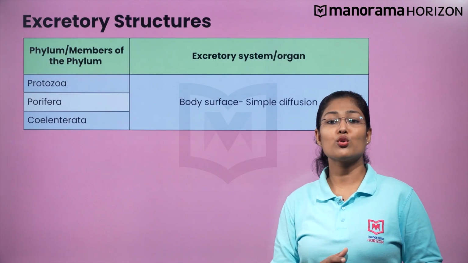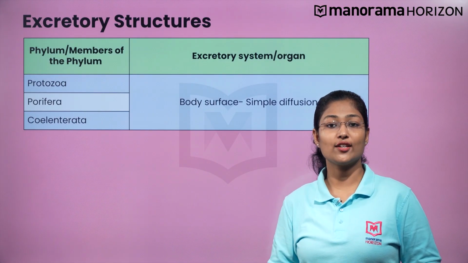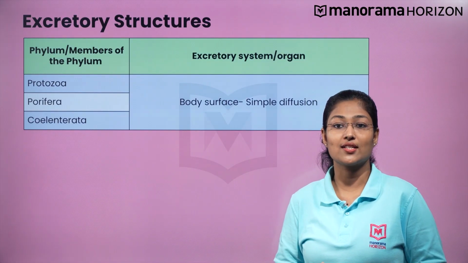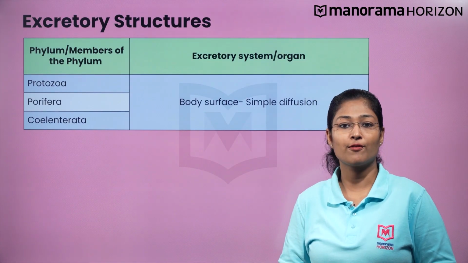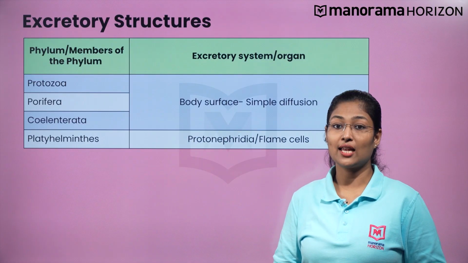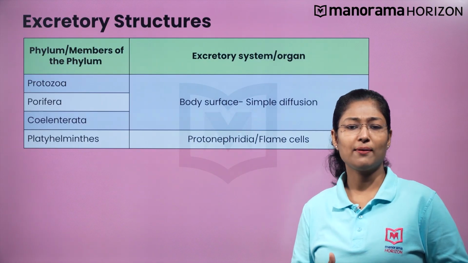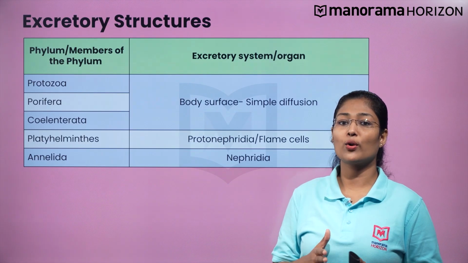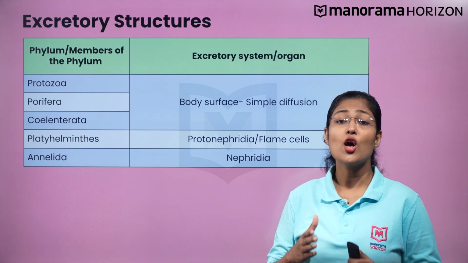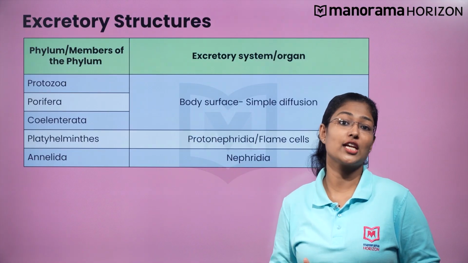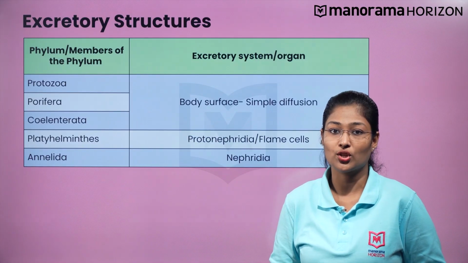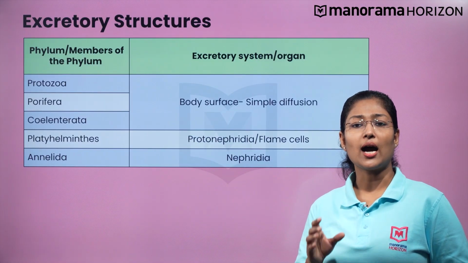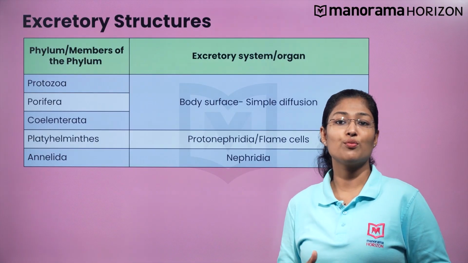In the case of protozoans, poriferans and coelenterates, they remove the waste materials through their body surface itself. The members of platyhelminths, that is flatworms, and planaria, rotifers and annelids, and the cephalochordates, that is the amphioxus, have protonephridia or flame cells as the excretory structure. Protonephridia are primarily concerned with osmoregulation.